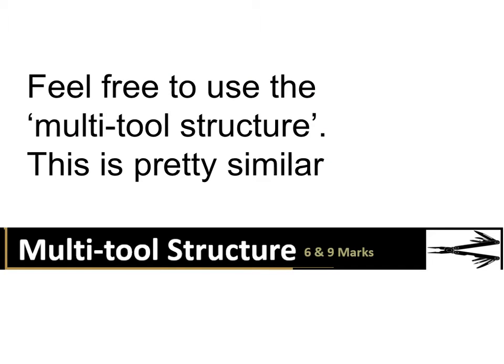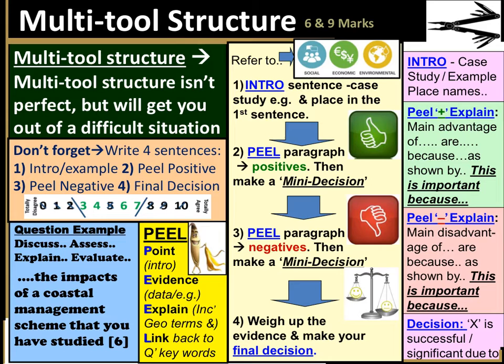Of course, as ever, if you find the command words a bit confusing in terms of discuss, evaluate, to what extent, assess, feel free to use the multi-tool structure. It's not going to get you all the way there, but it'll get you a good part of the way there and help you to include some of the key bits to get the highest possible marks you can there. Briefly here, we've got the multi-tool structure. So again, that's the introduction. Give me a positive with a mini decision with appeal paragraph. Give me a negative, appeal paragraph, mini decision, and then also weigh up, make a decision. So this is successful, this is important, this is significant, this is effective. Those are decision words that you're going to include in your conclusion.